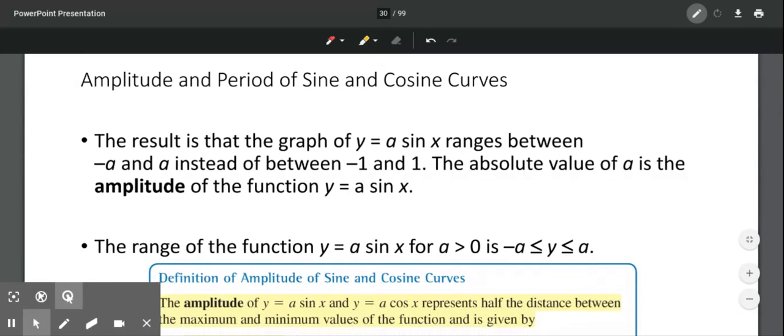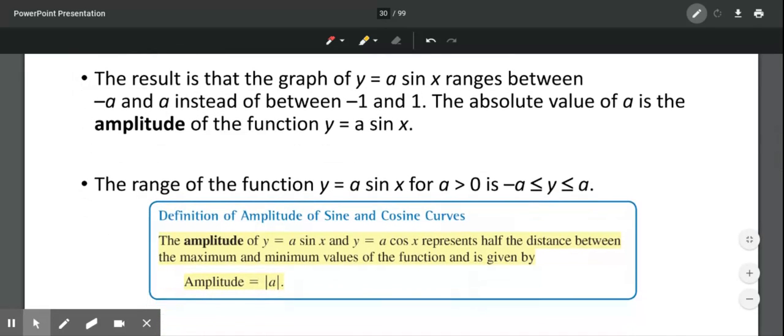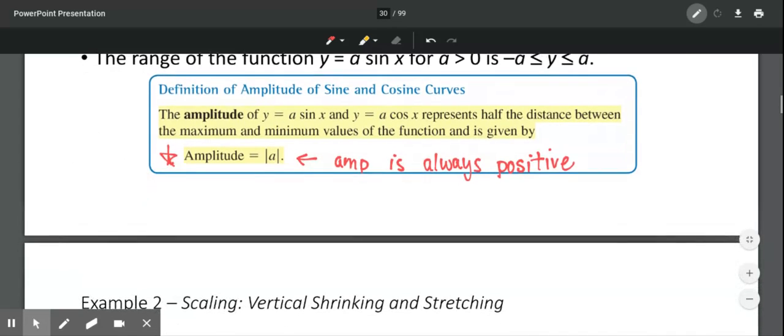So when we have y equals A sine x or y equals A cosine x, your A value is your amplitude, but amplitude has to be positive. So make a note right here. Your amplitude is the absolute value of A, which means that your amplitude is always positive. If there's a negative in front of it, then that's just a reflection. That doesn't actually mean your amplitude's negative. So your amplitude always has to be positive.